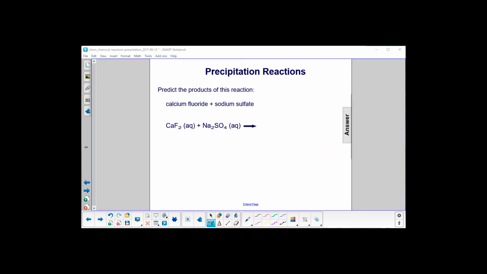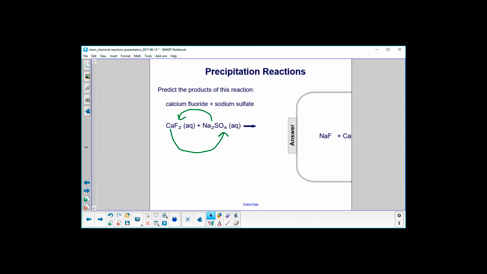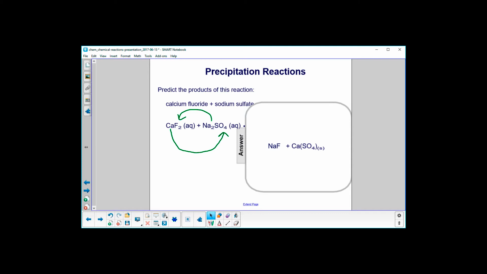Predict the products of this reaction, calcium fluoride plus sodium sulfate. This will be a double displacement reaction, so we're going to figure the calcium will join up with the sulfate after it breaks its bonds, and sodium will join up with the fluorine. So let's see what we have. Yep, sodium fluoride plus calcium sulfate, where here's your precipitate, the calcium sulfate.